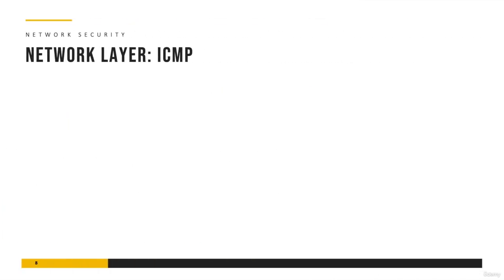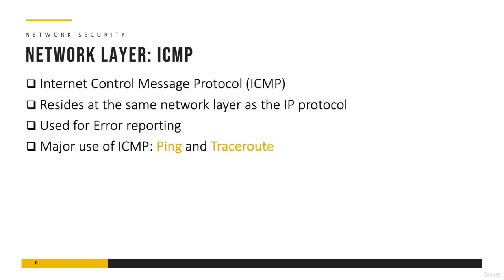Now let's have a look at some interesting protocols at the network layer. We have the ICMP protocol. It stands for the Internet Control Message Protocol. It resides at the same layer as the IP protocol, but the fundamental difference between IP and ICMP is that IP is used for actual routing of packets, whereas ICMP is mainly used for error reporting. ICMP is used in two widely known utilities called ping and traceroute. Very amazing utilities, and they assist us a lot in troubleshooting networks, finding connectivity problems, and so on.